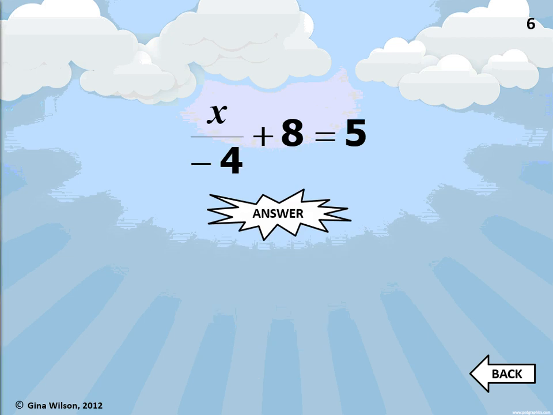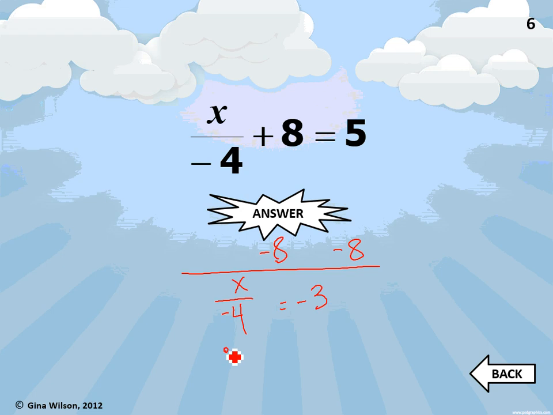Next problem, x divided by negative 4 plus 8 equals 5. So we're going to get rid of the 8. So minus 8. Do it down here since we don't have any room. So we still have x divided by negative 4. 5 minus 8 is negative 3. We're now going to multiply, since it's division, we're going to do the inverse. We're going to multiply by negative 4.